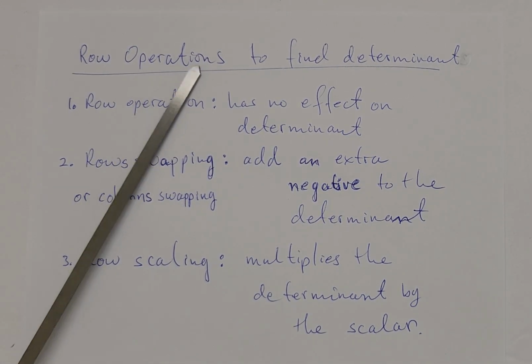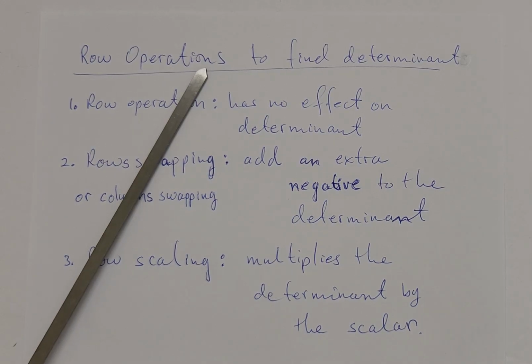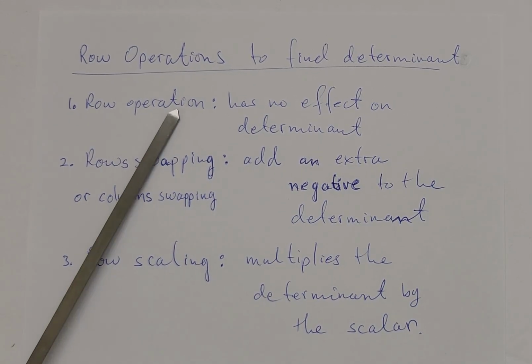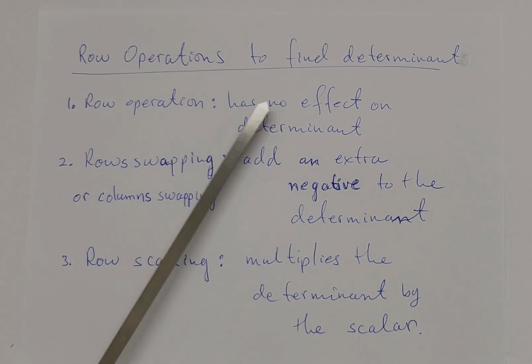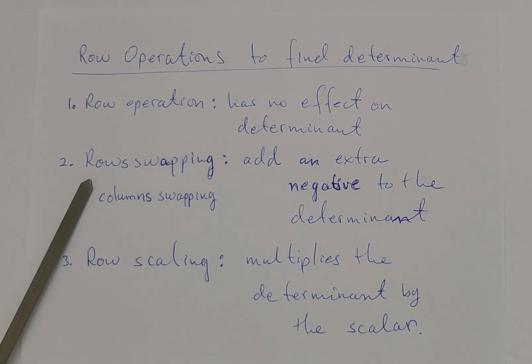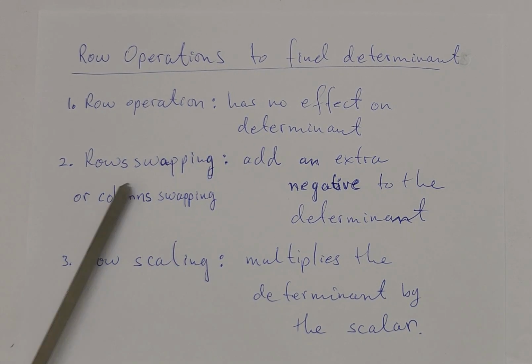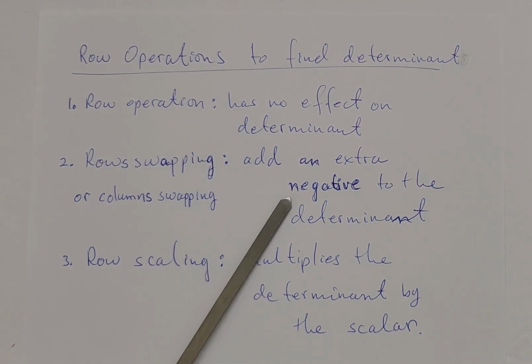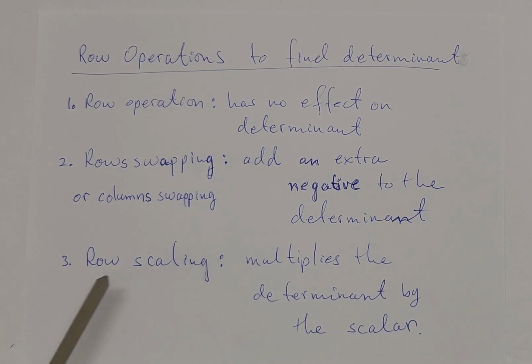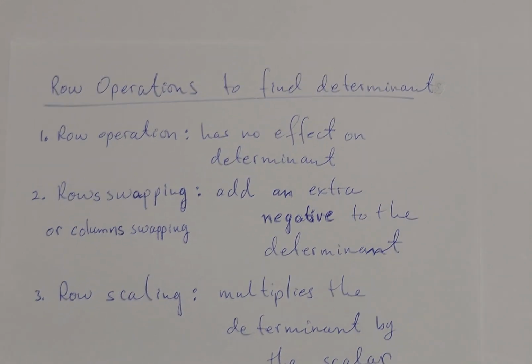So when you do row operations to find the determinant, the first rule is it doesn't change the results. However, the second rule is if you switch the rows or switch the columns, you must put an extra negative on the determinant. And the third rule is if you did any scaling, make sure you bring it along. Don't forget the scalar.